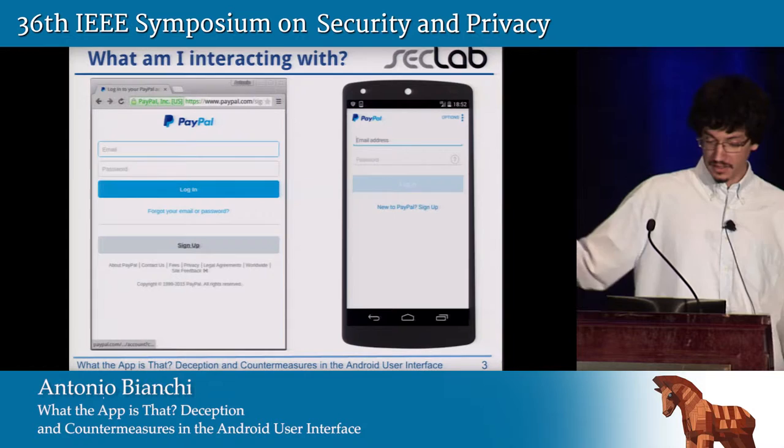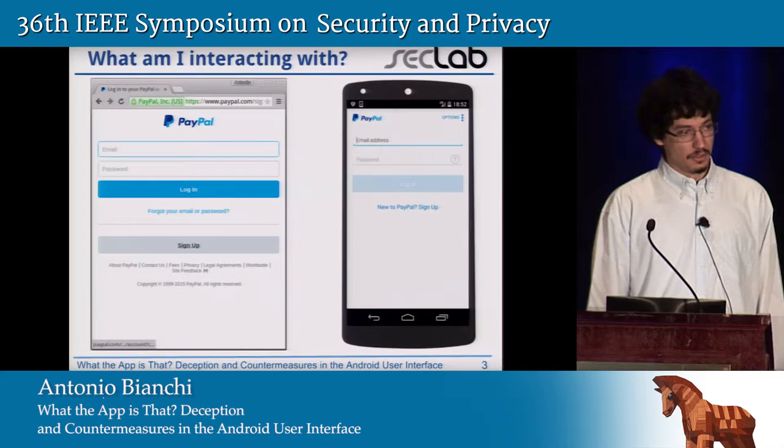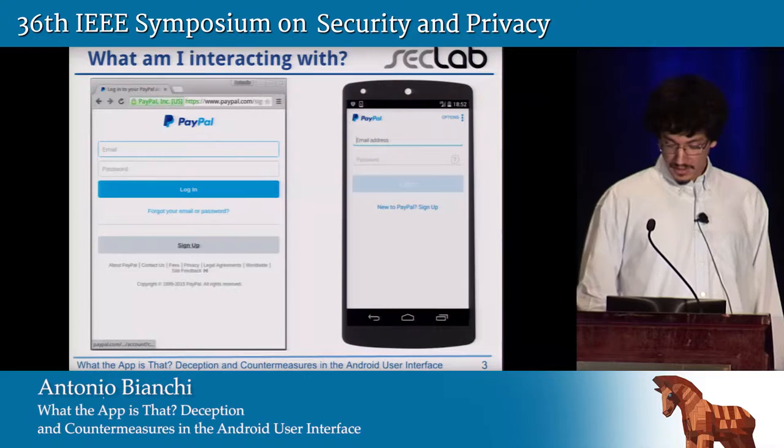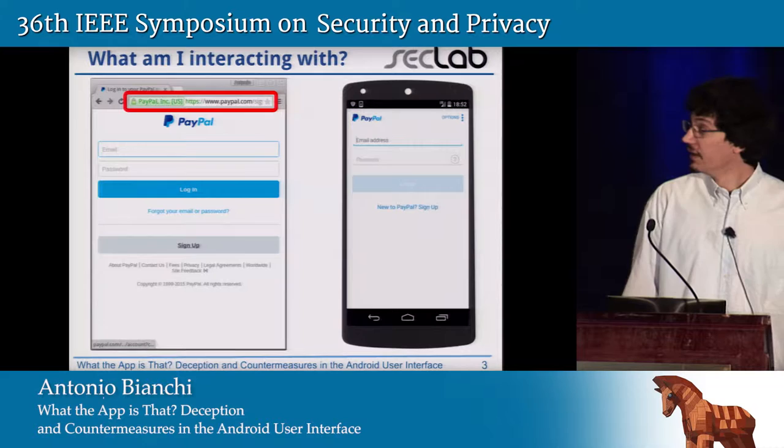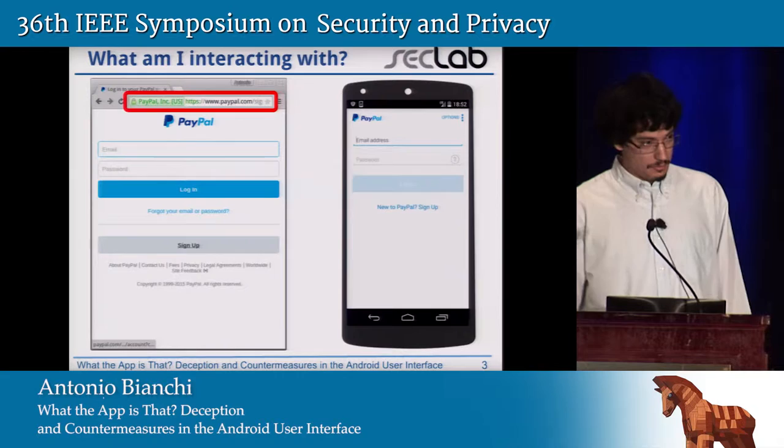On the left, you can see how the PayPal login page appears on a browser, and on the right, how it appears in the mobile application in Android. The two interfaces are pretty similar. However, there is a fundamental difference: in the browser, we have a trusted indicator, the URL bar, that shows us the origin of the content we are interacting with. Unfortunately, we don't have the same indicator in a mobile application.